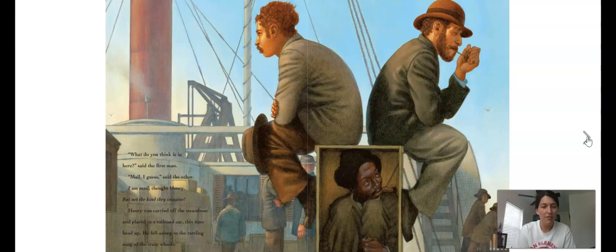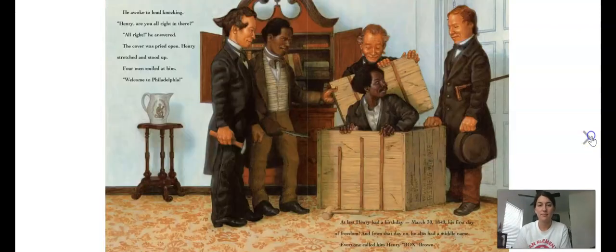Henry was carried off the steamboat and placed in the railroad car, this time head up. He fell asleep to the rattling song of train wheels. He awoke to loud knocking. "Henry, are you all right in there?" The cover was pried open. Henry stretched and stood up. Four men smiled at him.